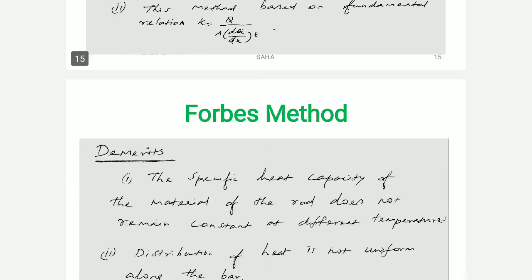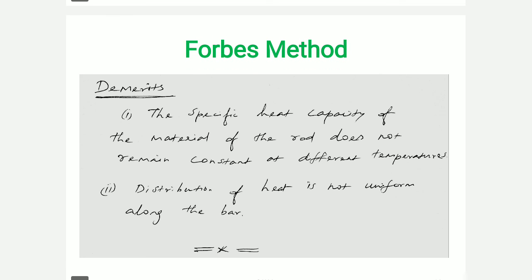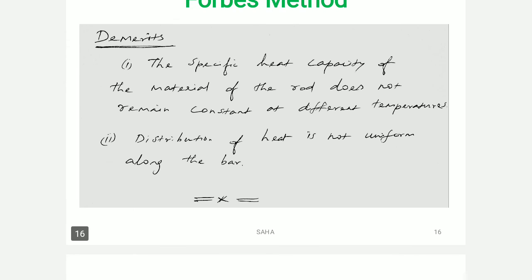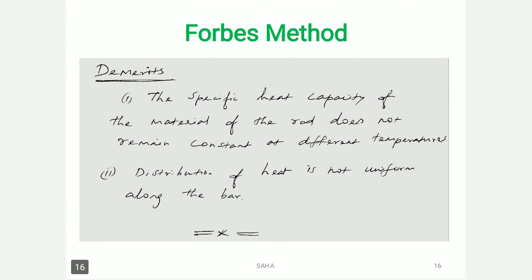What are the demerits of the Forbes method? The specific heat capacity of the material of the rod does not remain constant at different temperatures. That is the first demerit. The second demerit is that the distribution of heat is not uniform along the bar. That is also a very important demerit.